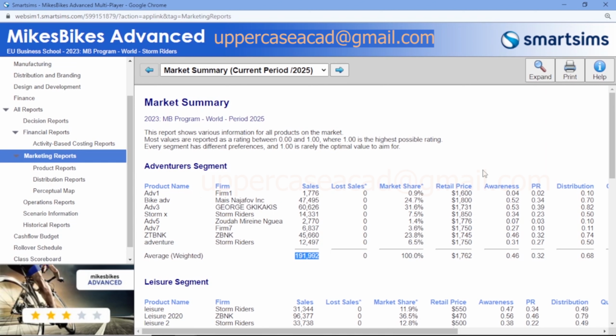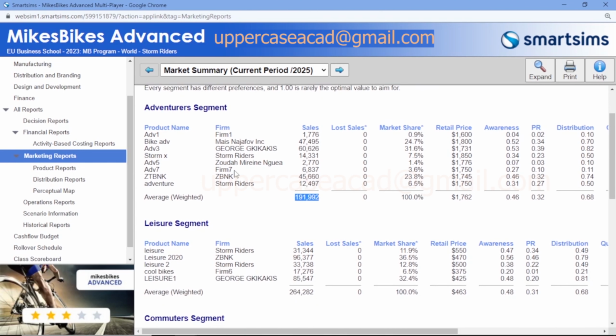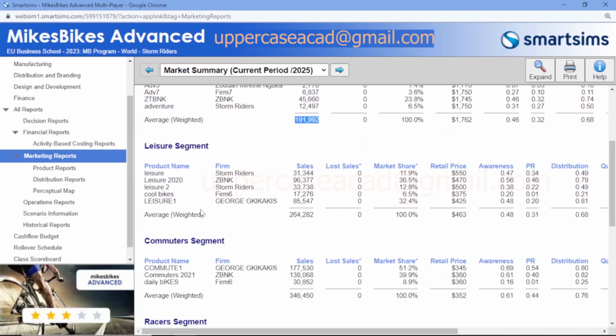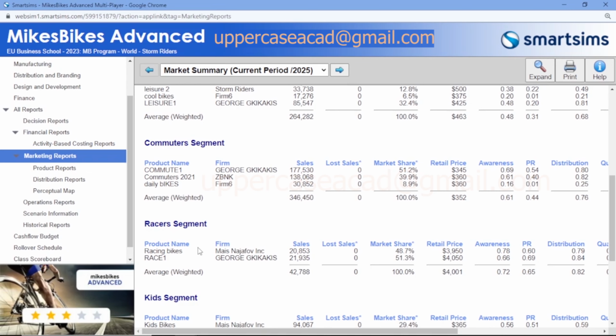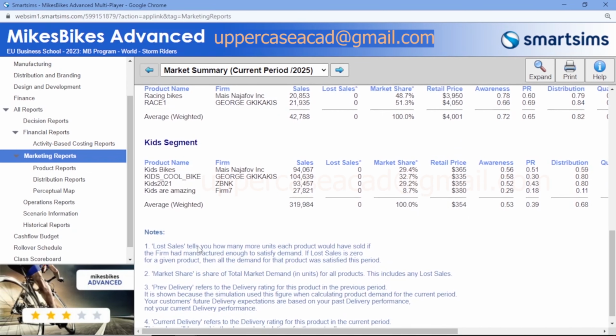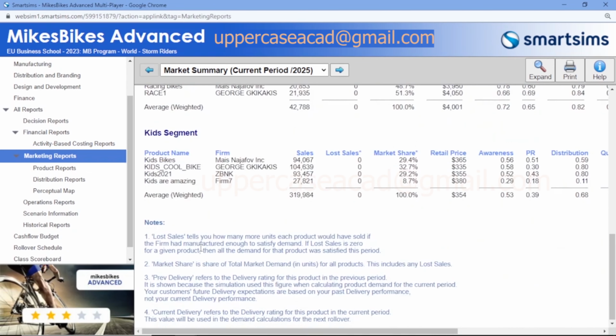Then here we have different market segments. You can see that here we have the adventure segment. Then you have the leisure segment. We have the commuter segment. We have the racer segment, kids segment, and that's it.